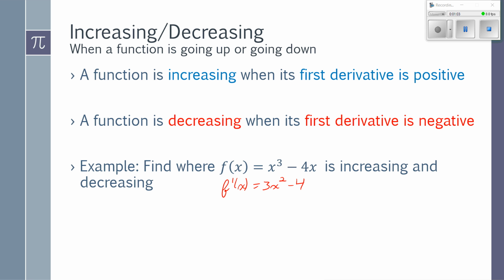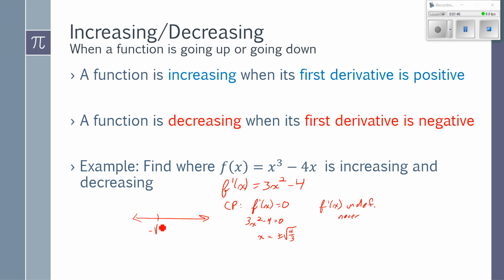Well, this is where the idea of critical points comes in, because for the first derivative to change between positive and negative, it's either going to have to be 0 or undefined at the place where it changes. So I'm going to find my critical points. So for f prime of x equals 0, 3x squared minus 4 would equal 0, which means x would be plus or minus the square root of 4/3. And for f prime of x to be undefined, well, this first derivative is a quadratic, so it is never undefined. And then the easiest thing to do is to make a sign chart.